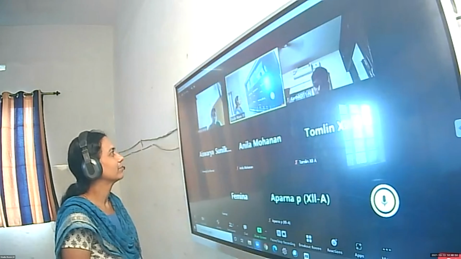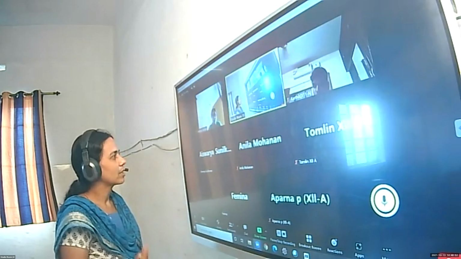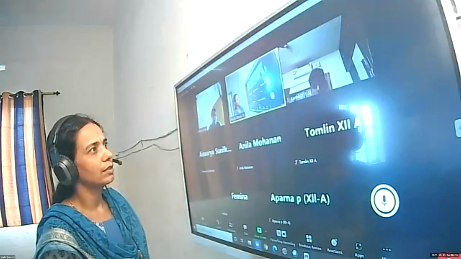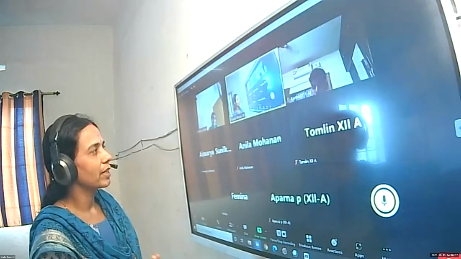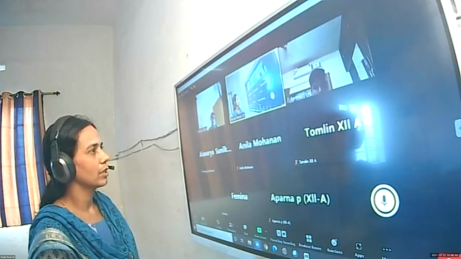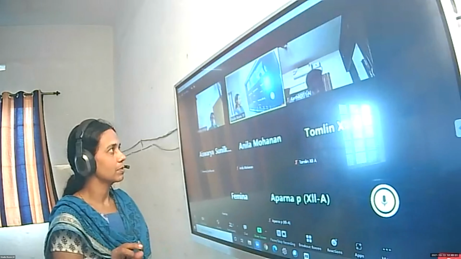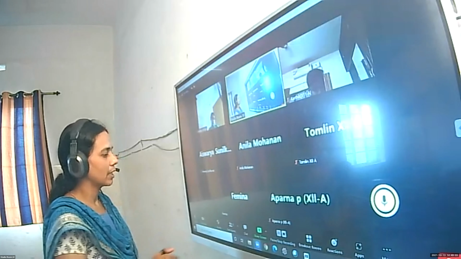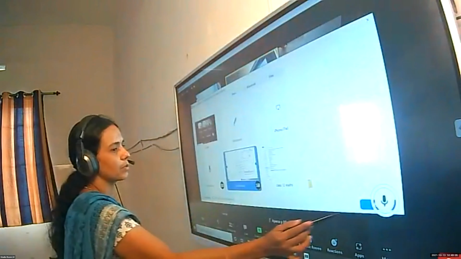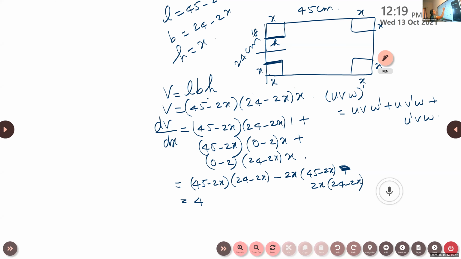Will it be possible? Are you able to understand what I say, children? The method is, to find the maximum you have to do first order, second order and all. But instead of doing these lengthy steps, look at the measurements given there. One option is given as 24. Suppose I cut 18 from here. One side it is 24 centimeter only. So will it be possible? Surely not, isn't it? Then what is the possible answer?